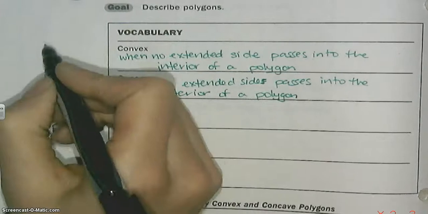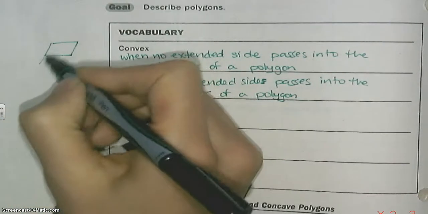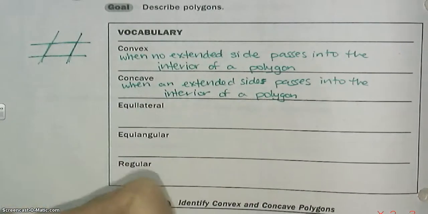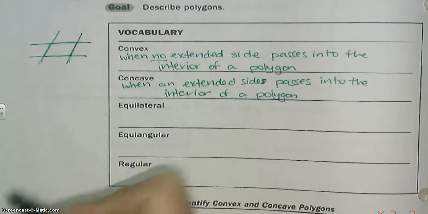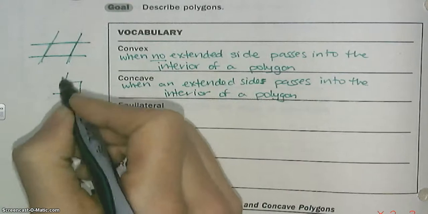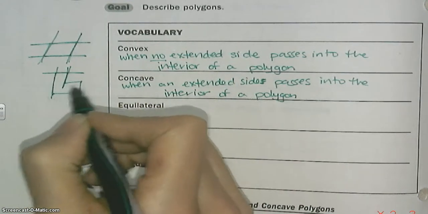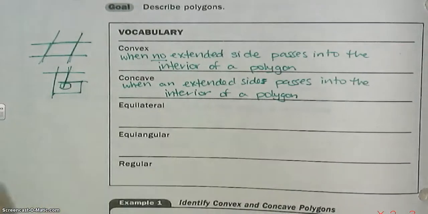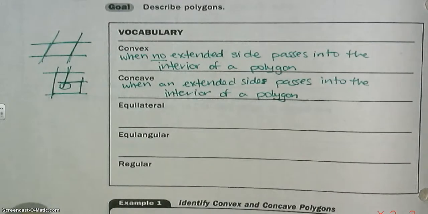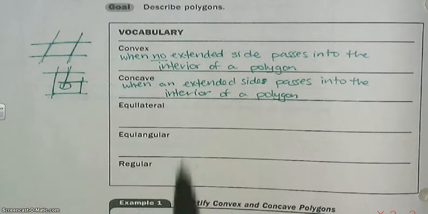Alright, so I want you to imagine, let's say, this shape. If we extend these sides, they never go into the polygon. No sides go into the polygon. Now concave, I want you to look at this shape. If we extend all of these, look, they go in. This is the problem. This is concave because a side goes into the polygon. Notice here how it caves in. I kind of help you. So it caves in for concave.